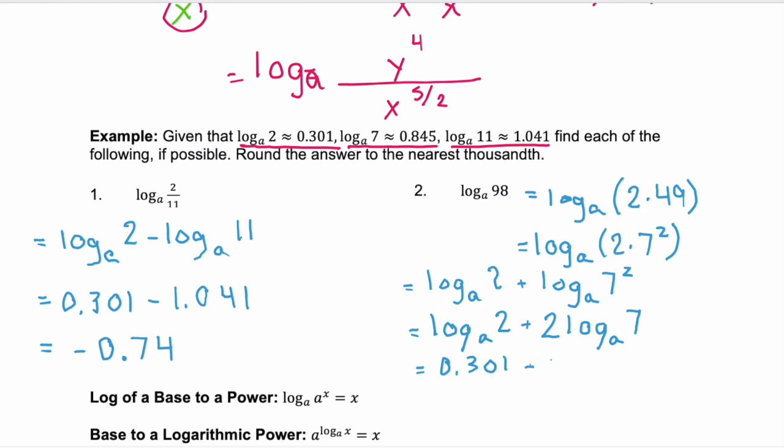0.301 plus 2 times 0.845. Punch that all into your calculator and you get 1.991.